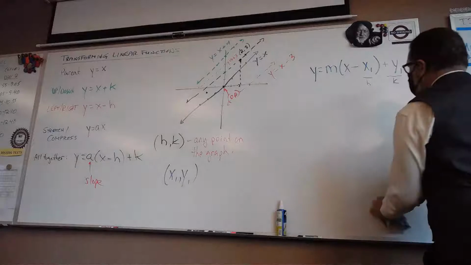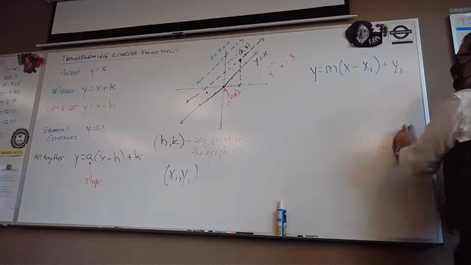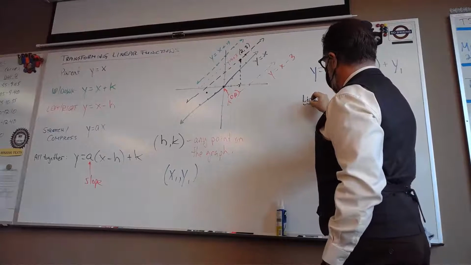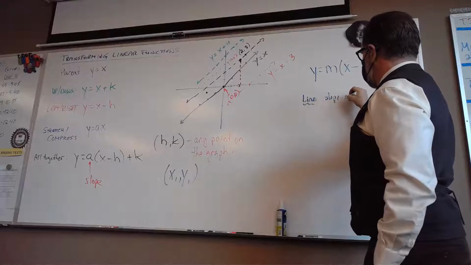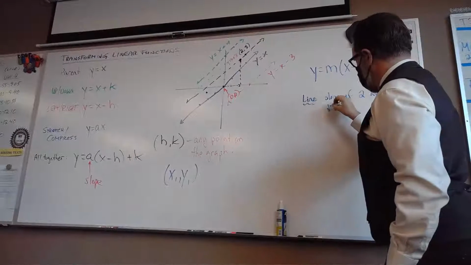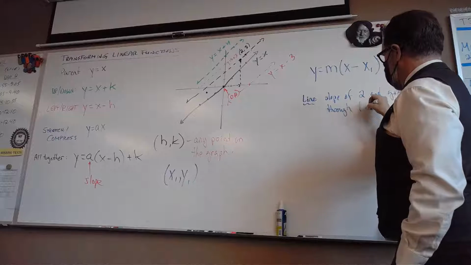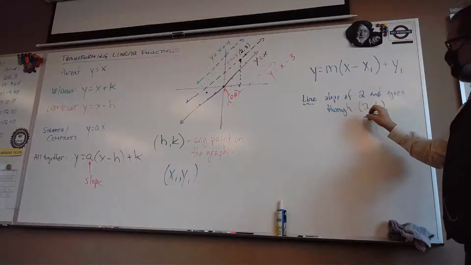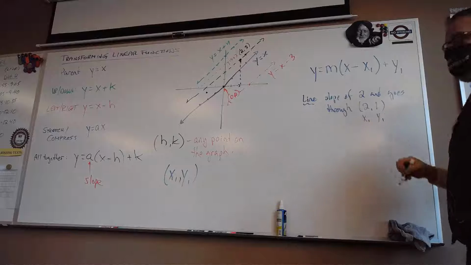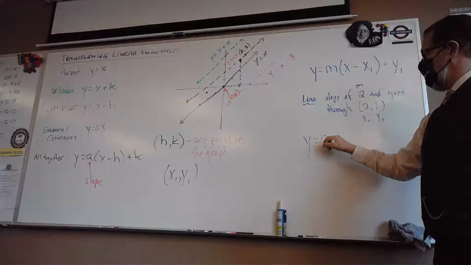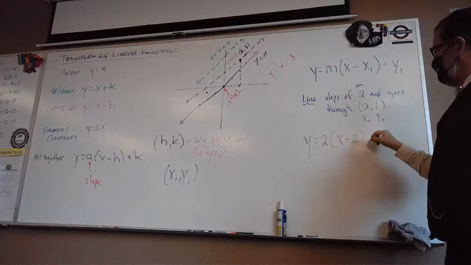Now, why do I care? It's linear. It's so darn easy. Let's say I said that I have a line and it has a slope of 2 and goes through 2 comma 1. Well, 2 comma 1 is a point on the line. That's x1 and that's y1. And the slope is 2. That's m. The equation of this line is y equals 2 times x minus 2 plus 1. Done.